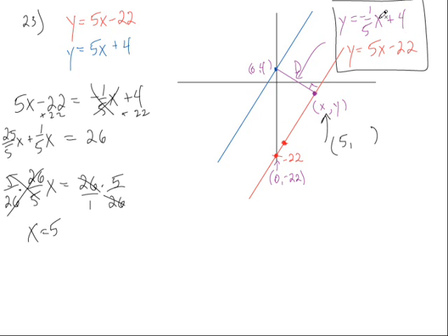Alright, let's solve for y. Which one do you want to put it back into? Doesn't matter. You can put it in this one or this one. You'll get the same answer either way. Taylor says she wants this red one right here, so we'll put it in there. So y equals 5 times x, which is 5, minus 22. And this works out real nice and easy. 25 minus 22 is 3. So that's our point right there.